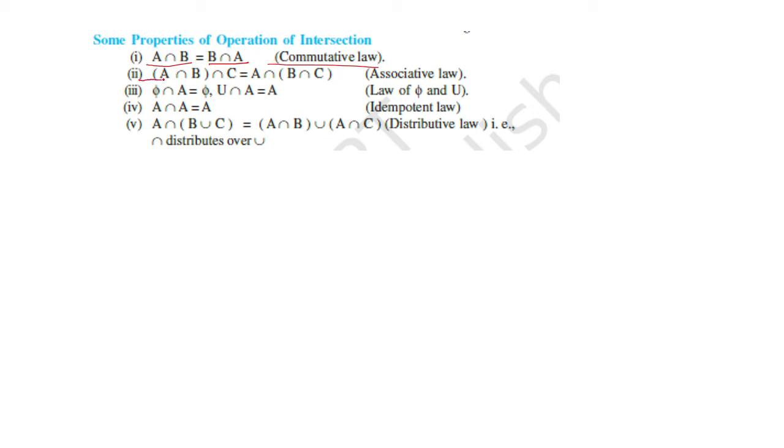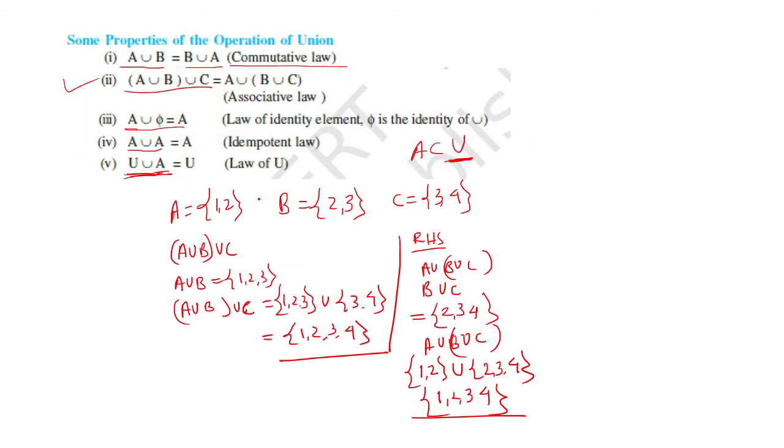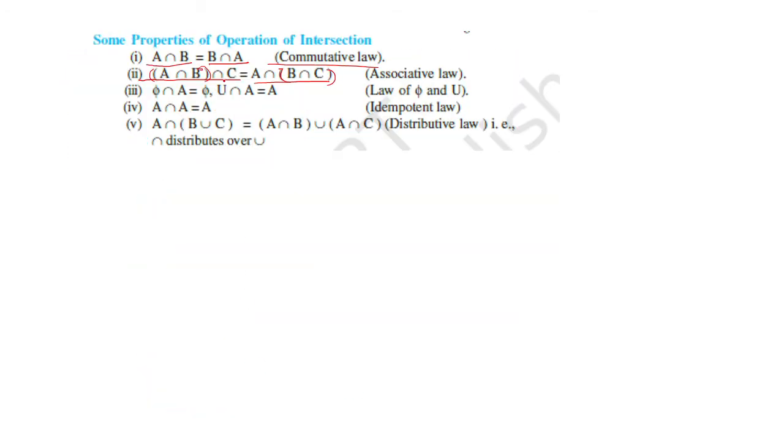And then you see (A intersection B) intersection C and A intersection (B intersection C). Here you can see the difference. Here the bracket is for A and B, here the bracket is for B and C. If you compute the same process as for union, but for intersection, you will see that both the left-hand side and right-hand side are the same.